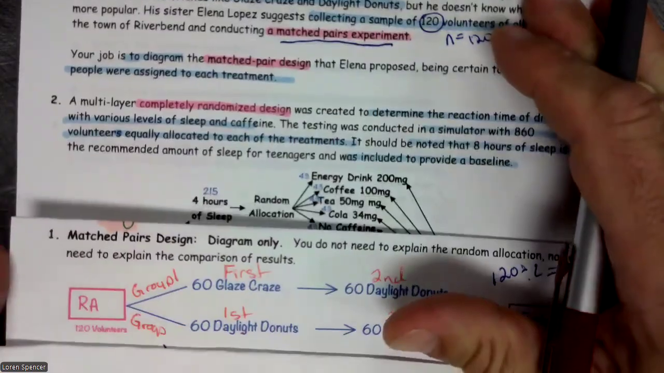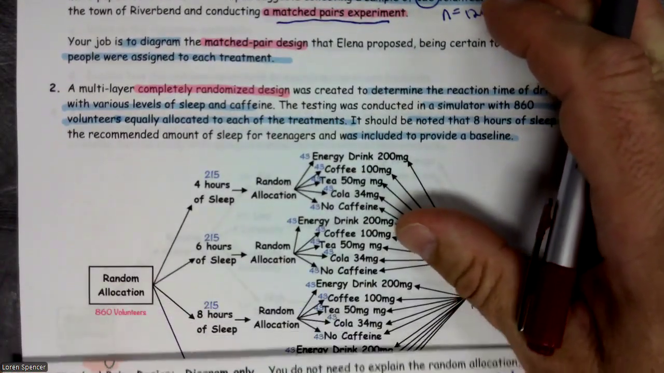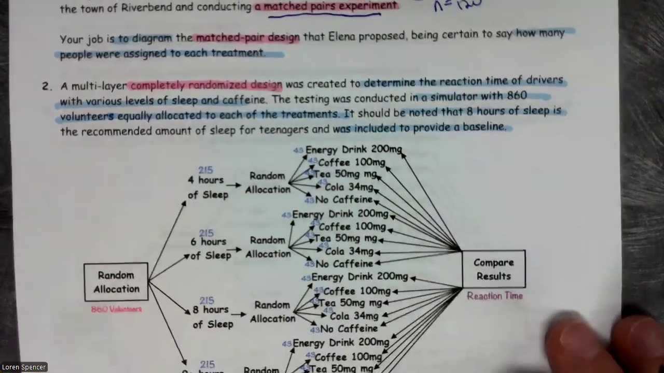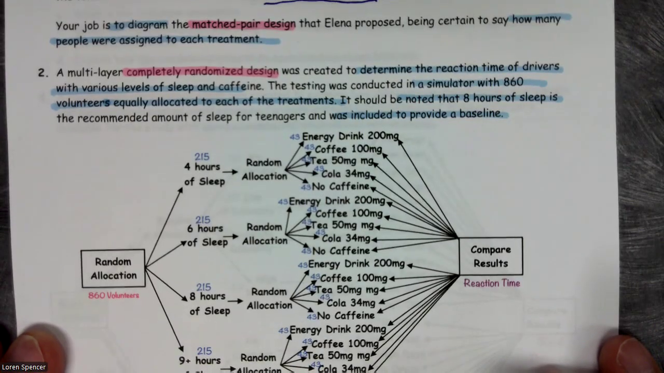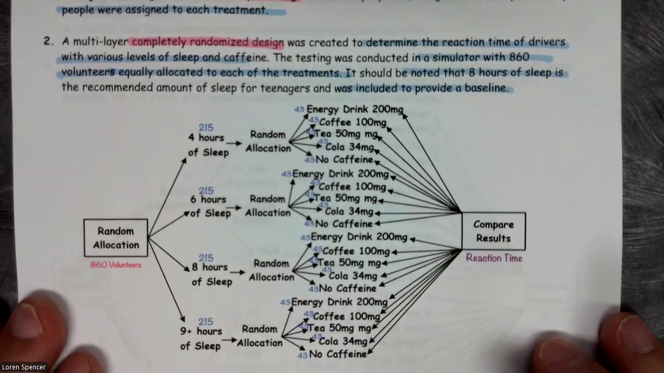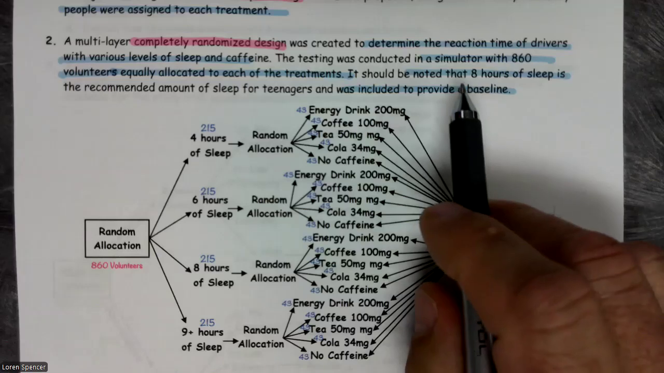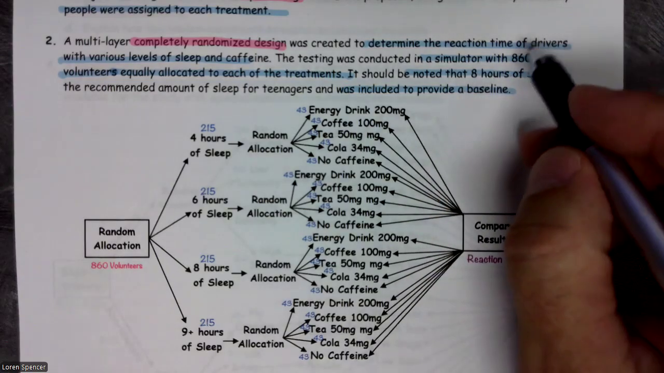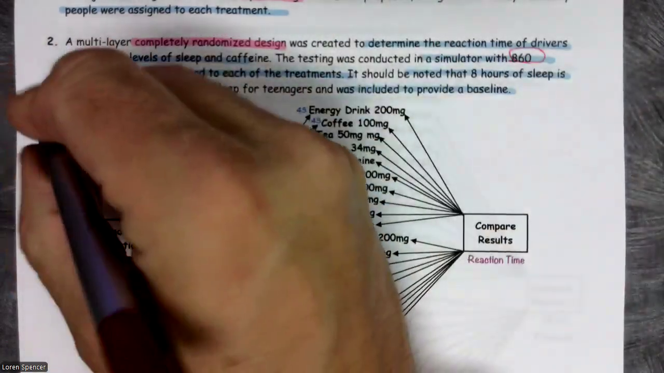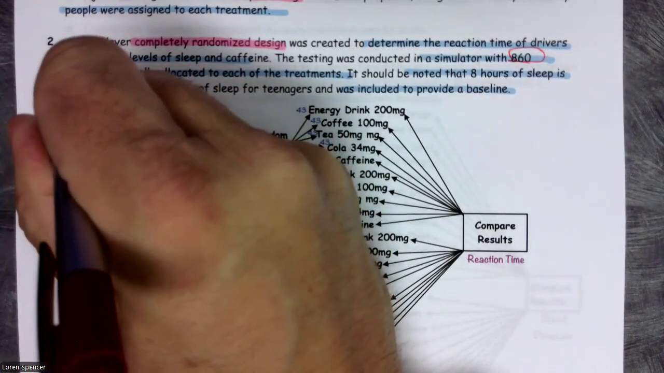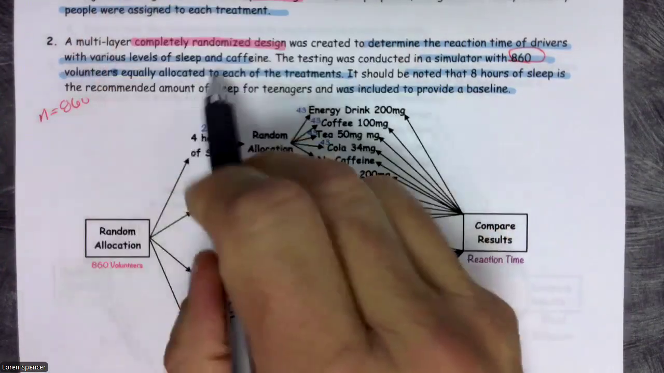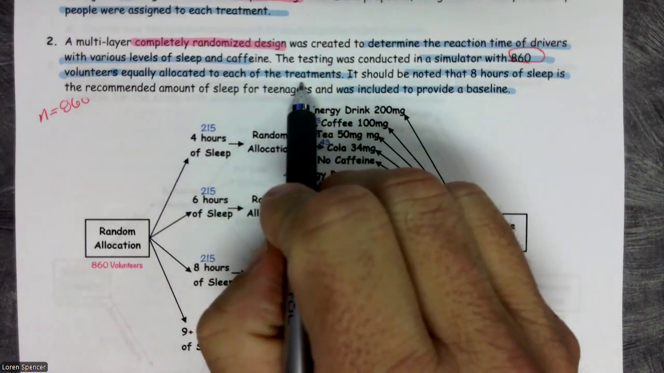And by the way, this is a long review, so we're going to break this into 2 videos. So a multi-layer, completely randomized design was created to determine the reaction times of drivers with various levels of sleep and caffeine. The testing was conducted in a simulator with 860 volunteers. So 860 is our sample size, equally allocated to each of the treatments.